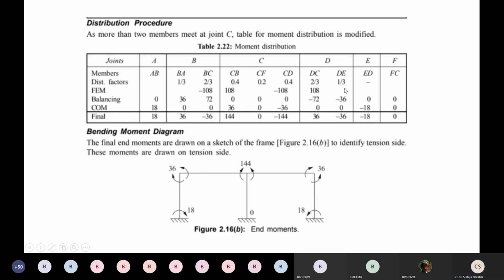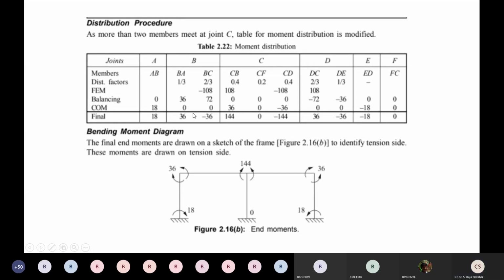How to balance? You have to distribute that moment to the members based on the distribution factor. 108 multiplied by 2/3 will get 72. But we need to add with a different sign, a negative sign. Positive value, so we add a negative sign. For the DE member, 108 multiplied by 1/3 will get 36. Plus value, so add a minus value. At E, there is no balancing moment, so there is no need to balance. Whatever there is nothing, I have written 0. For the FC member also I have written 0.